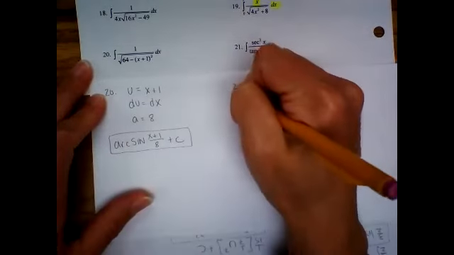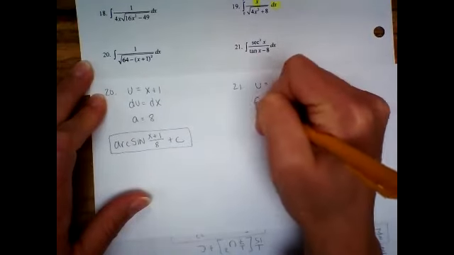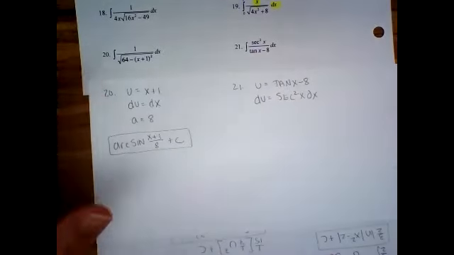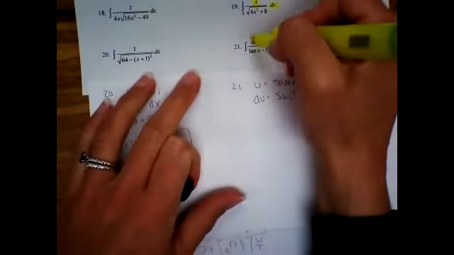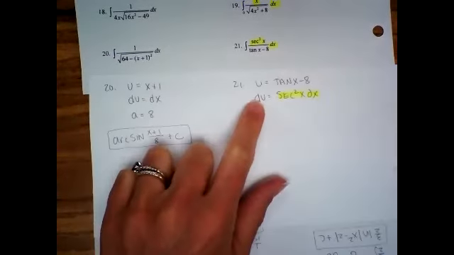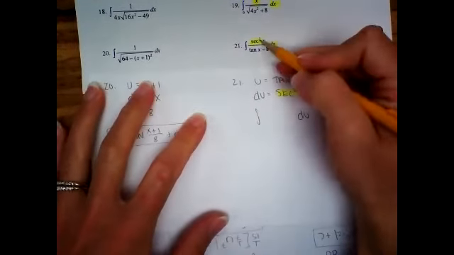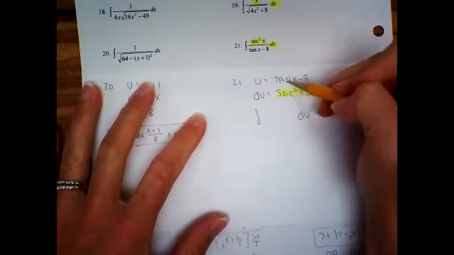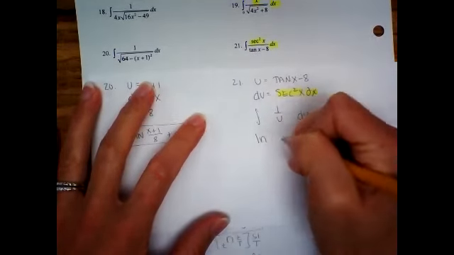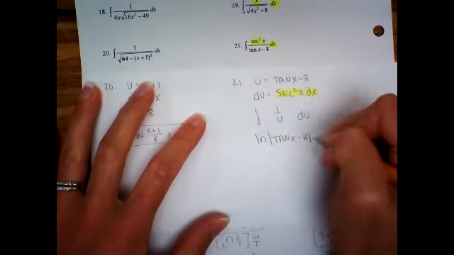All right, and then 21, we're going to let u equal the denominator. The derivative of tangent is secant squared. And so we're going to substitute for the secant squared of x dx. In its place, we're just going to put du. There's no adjustment that needed to happen. And what's still there is 1 over all of this, which is u. So 1 over u. And so that antiderivative is ln of u, which is tangent of x minus 8, and then plus c.